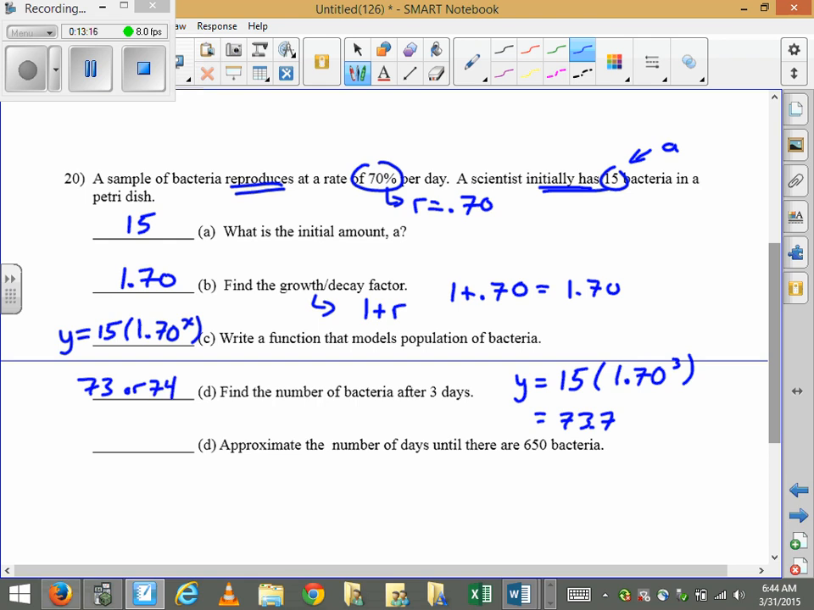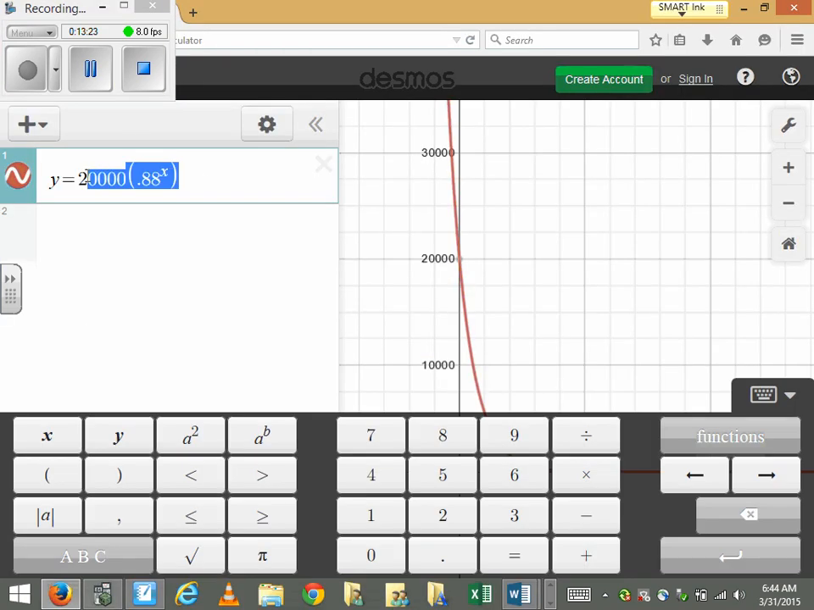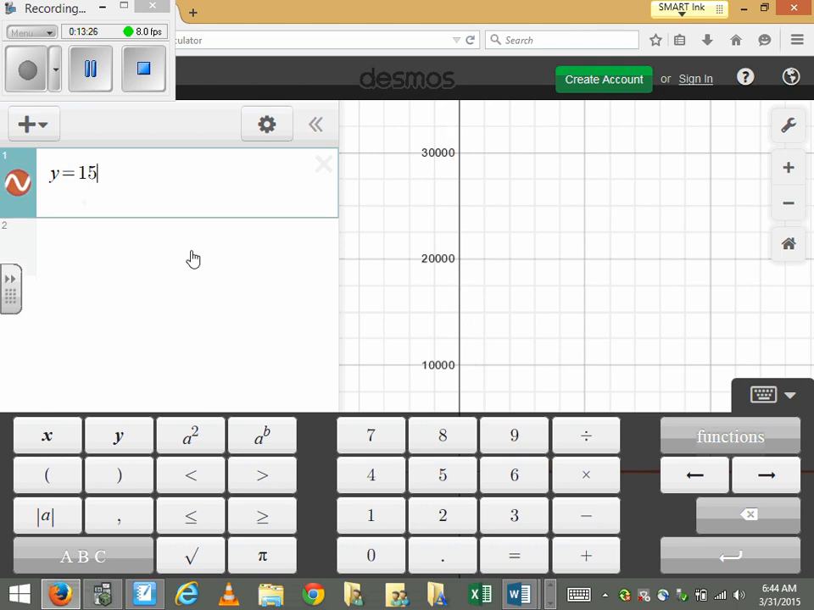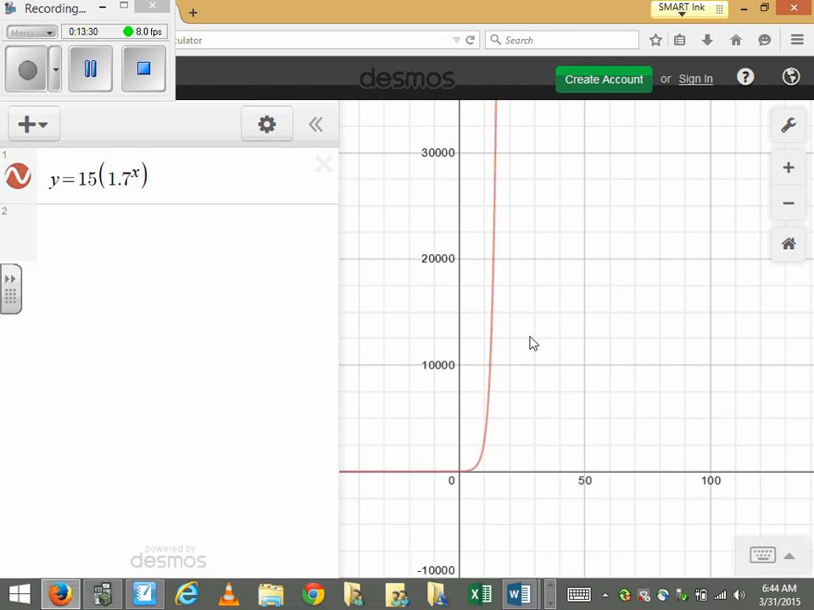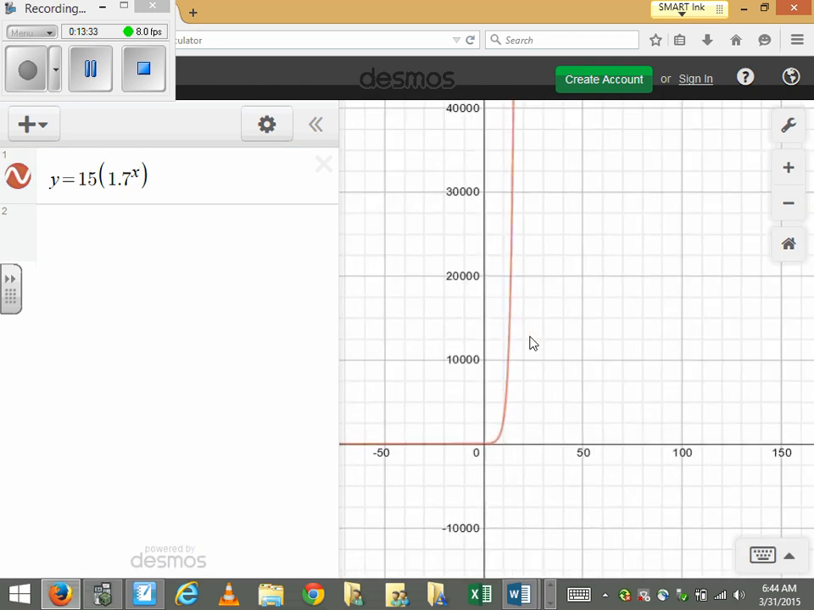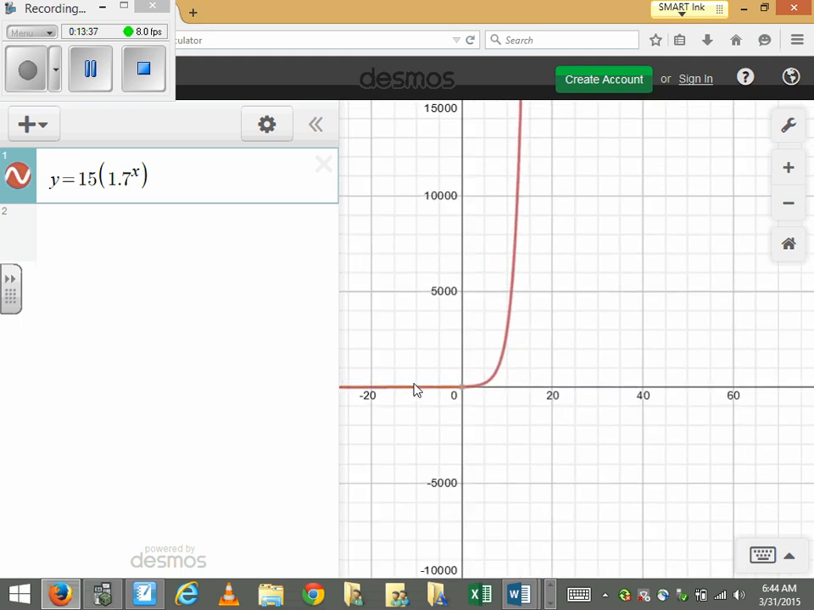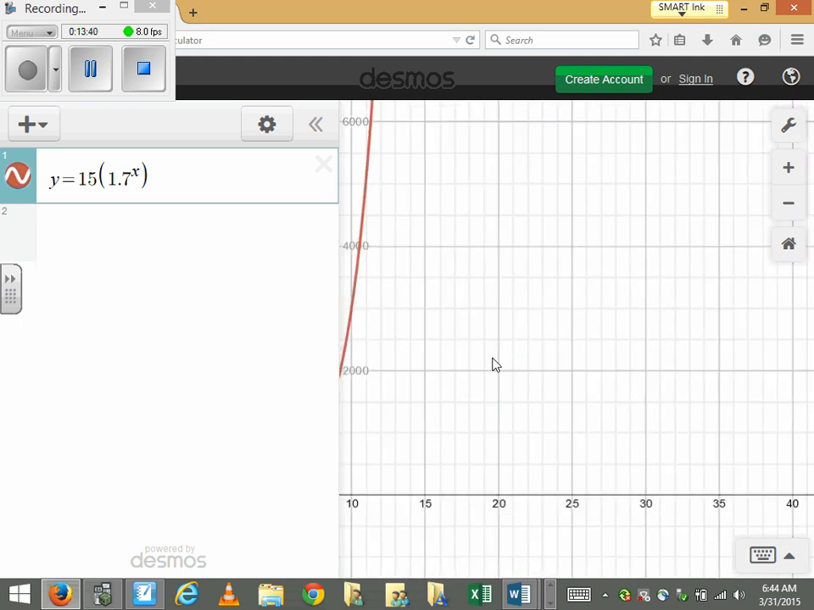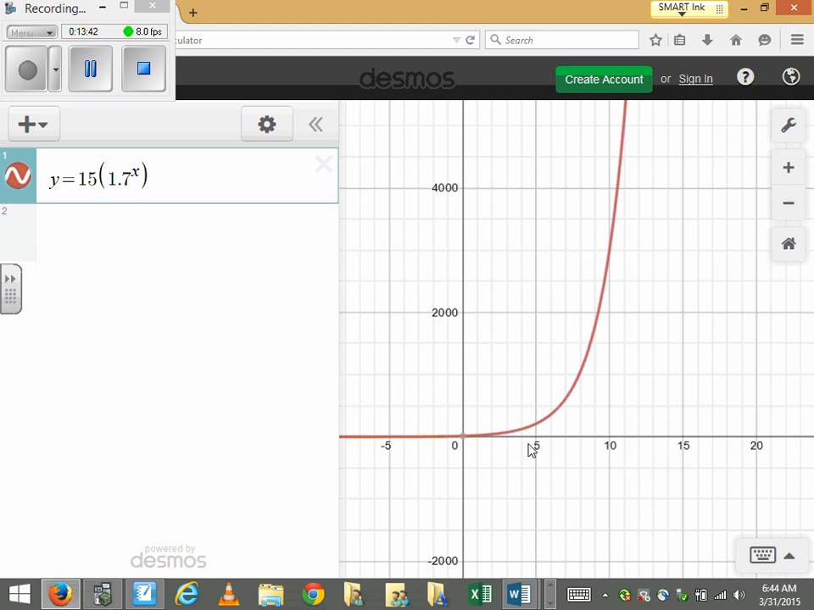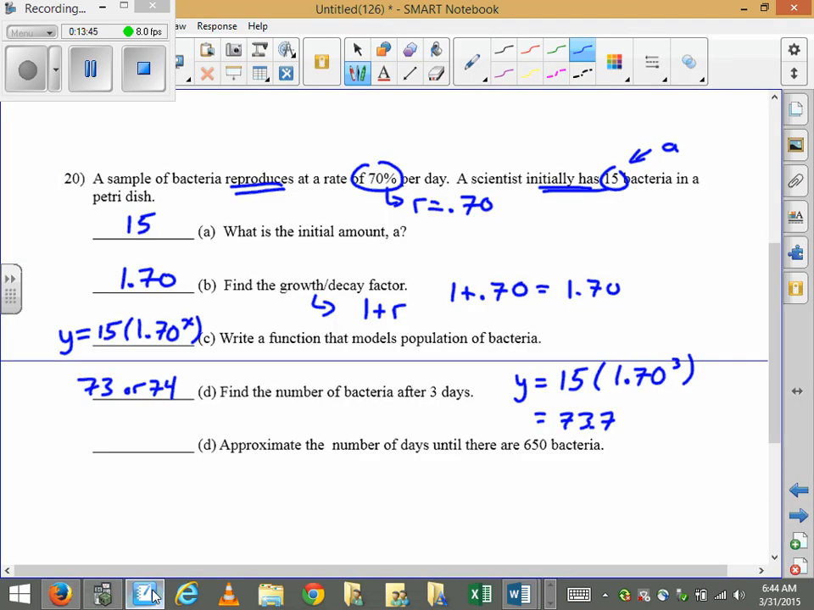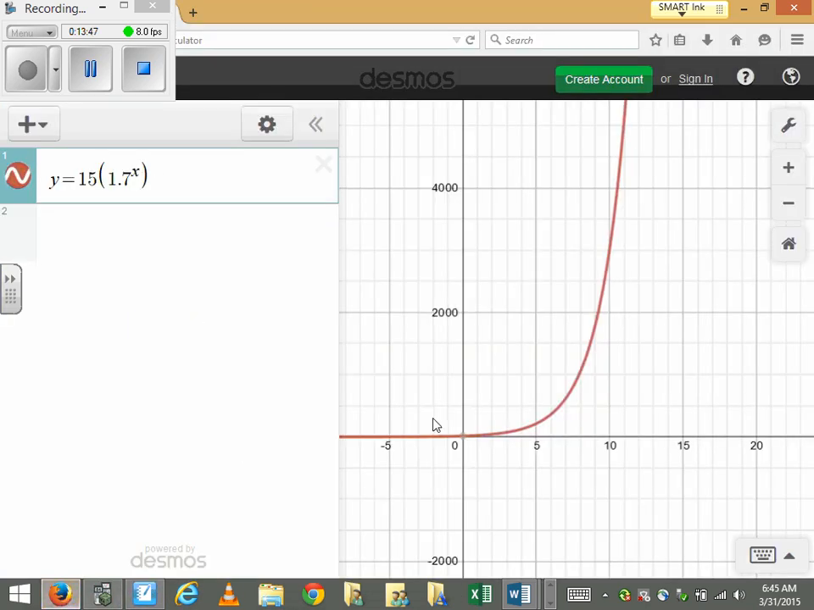And then how many days until there are 650 bacteria? This is where, again, we're going to go to Desmos for this one. So let's clear out what I had before. Now I have 15 times 1.7 raised to the x. And here, I can zoom in a lot more on this one, just to get a better feel for what I'm looking at. And the question again, right? How many days until there's 650 bacteria? So go along the edge here until we get up to 650.